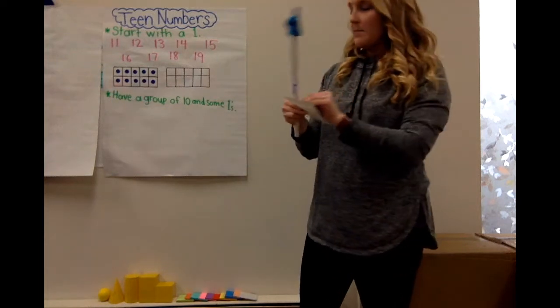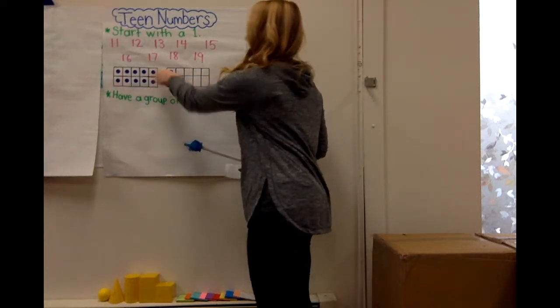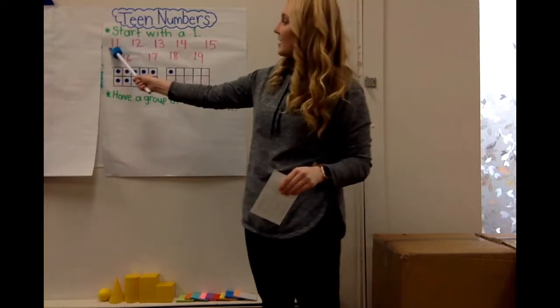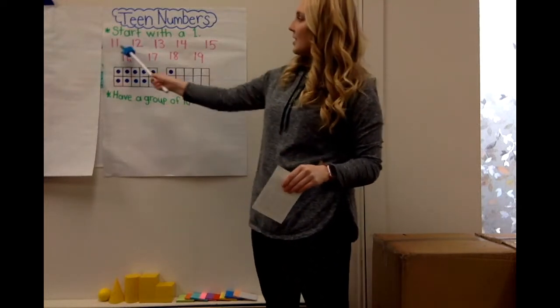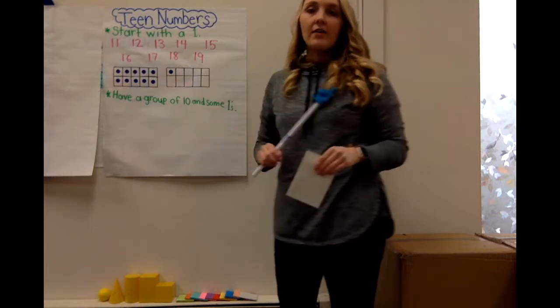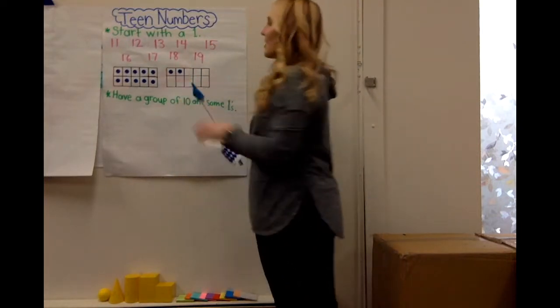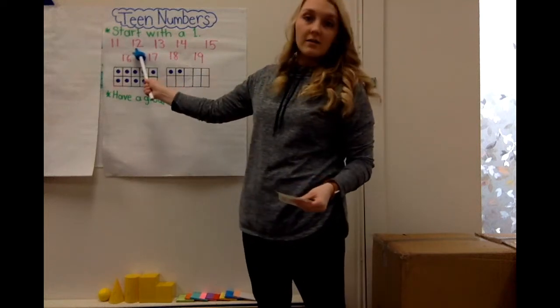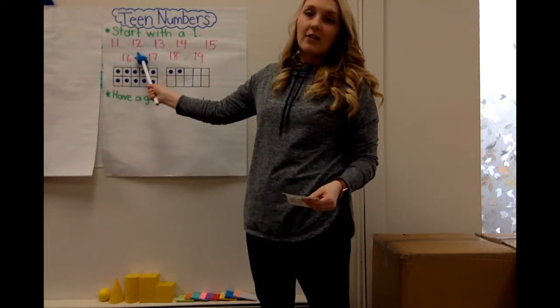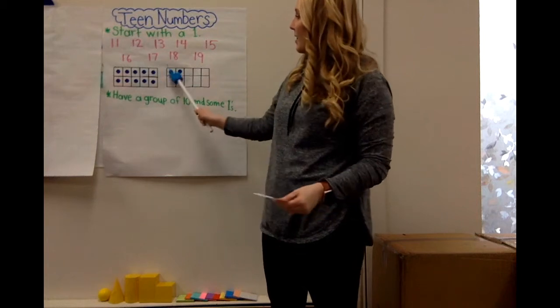If I add one more, the next number after 10 is 11. We made the number 11. Here it is, and that's what it looks like in digits. All right. If I have 10 and 2 extra ones, that makes the number 12. Another way I can figure that out is by counting on from 10. I can say 10, 11, 12.